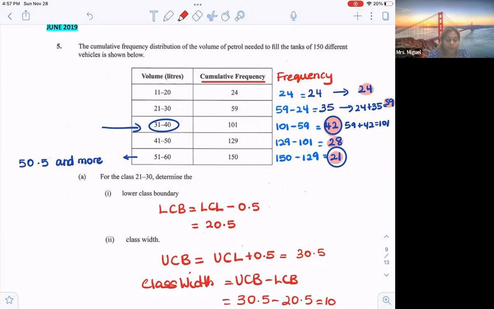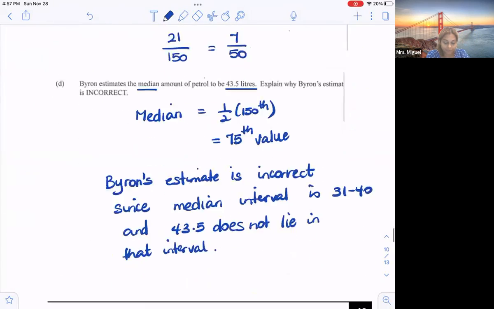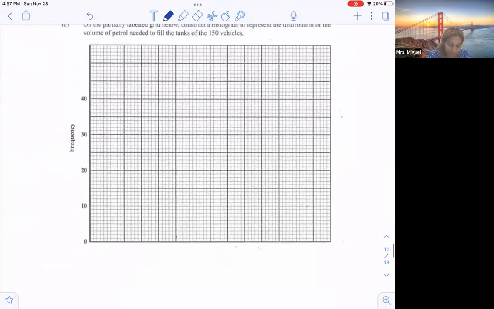And to draw a histogram, we need to get the lower class boundary. So 11 minus 0.5, this is 10.5, 20.5, 30.5, and 40.5. So 10.5, so we count in 10, 20, 30, 40, 50, 60.